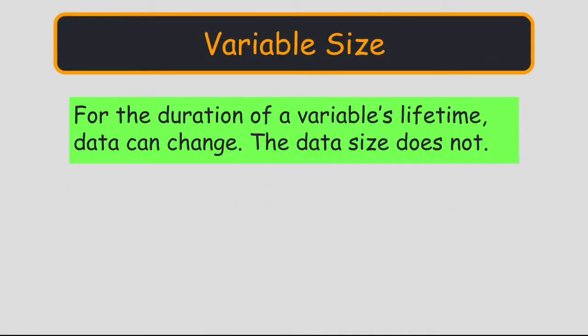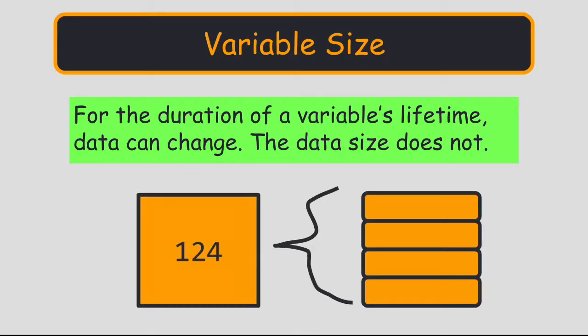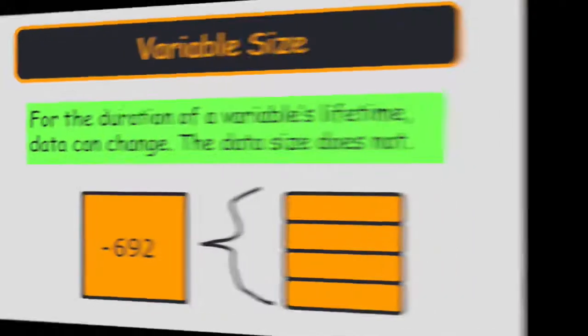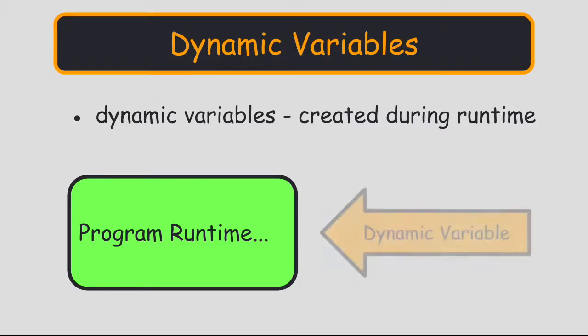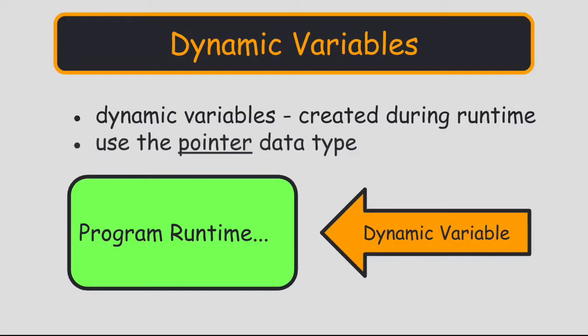While the contents of a variable can change during program runtime, the variable does not change. It keeps the same data type and the same allotment of memory for its lifetime. Of course, some variables can be created and destroyed during runtime. These variables are called dynamic variables, and they are assigned using a special kind of data type we call a pointer. We will go over pointers in just a moment. First, let's go over how variables are created, destroyed, and managed.